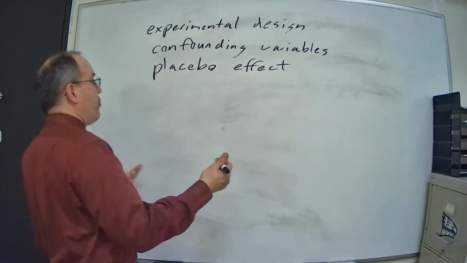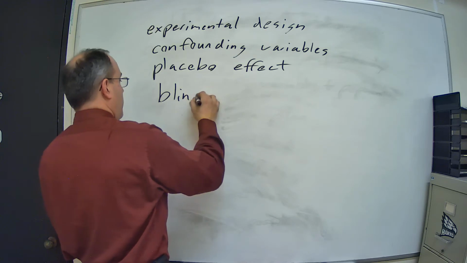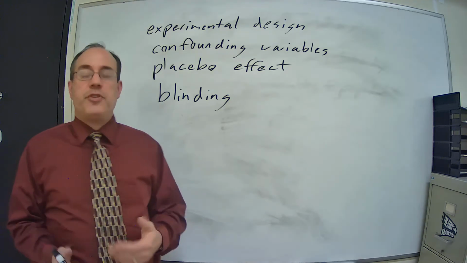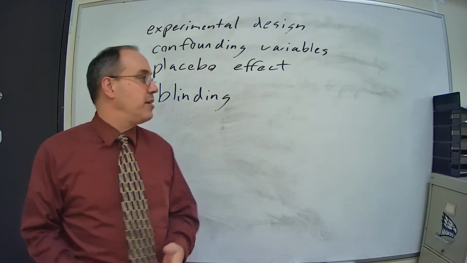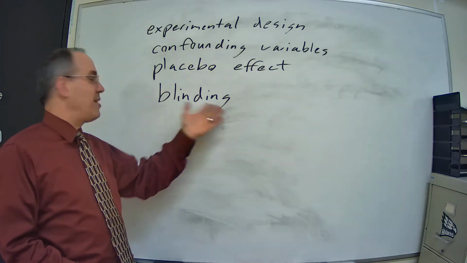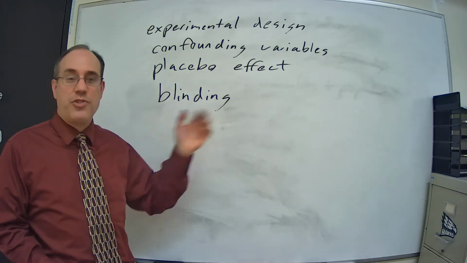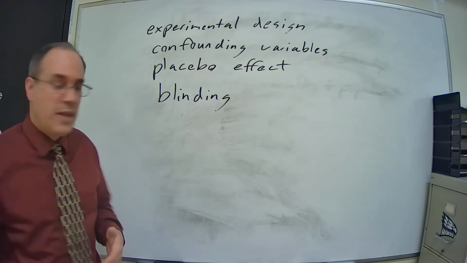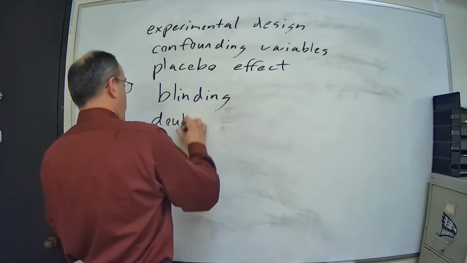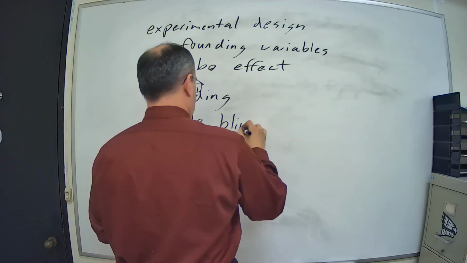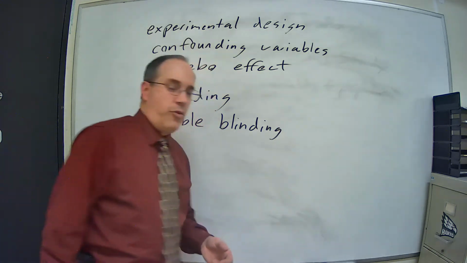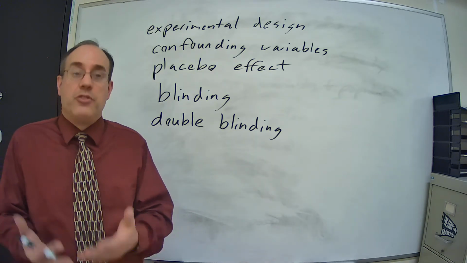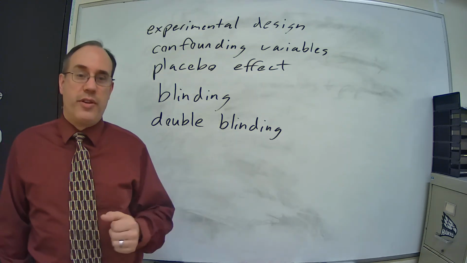Now with placebos, the way they work is blinding. Blinding is where the subject does not know whether they're getting the treatment or not. And that's what a placebo does, it causes them to be blind as to whether they're getting the treatment or not. So you can find out whether it's the treatment or just the thought of getting the treatment. Sometimes we go so far as double blinding, which means neither the test subject nor the experimenter know who's getting the treatment or isn't.